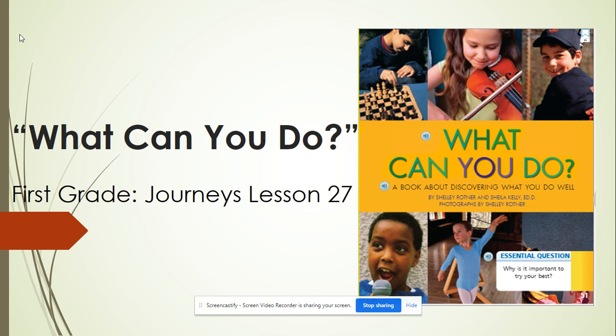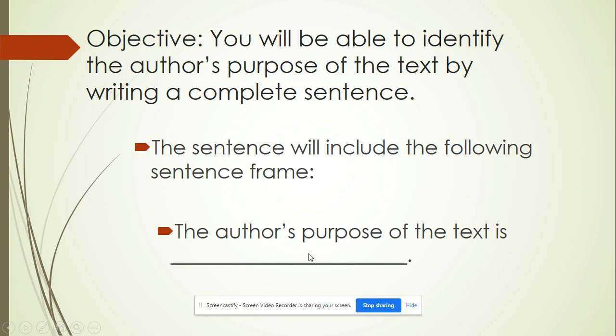And today we're going to be doing an activity using the story you listened to yesterday. This story is called, What Can You Do? Today we're going to identify the author's purpose of the text by writing a complete sentence. The sentence frame we're going to be using today is, the author's purpose of the text is.